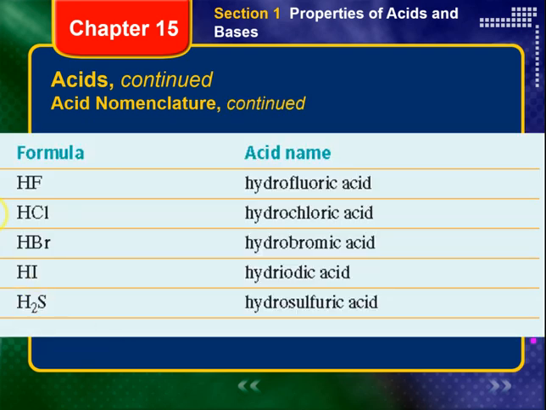Oop, too fast. Here we have a table that's going to be useful for you. The four that we just listed: hydrofluoric acid, hydrochloric acid, hydrobromic acid, hydroiodic acid. And then one more. Here's sulfur. It's just sulfur, so it's hydrosulfuric acid. Hydrosulfuric acid.